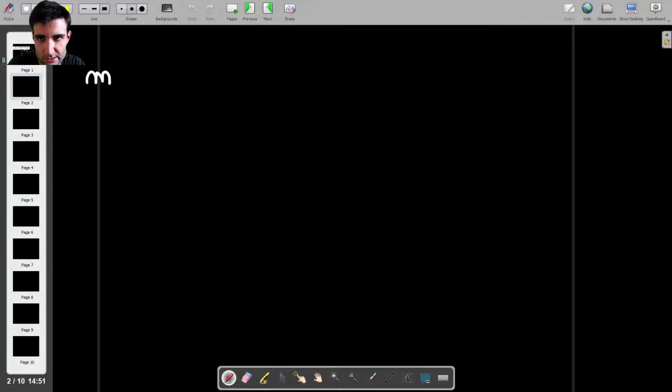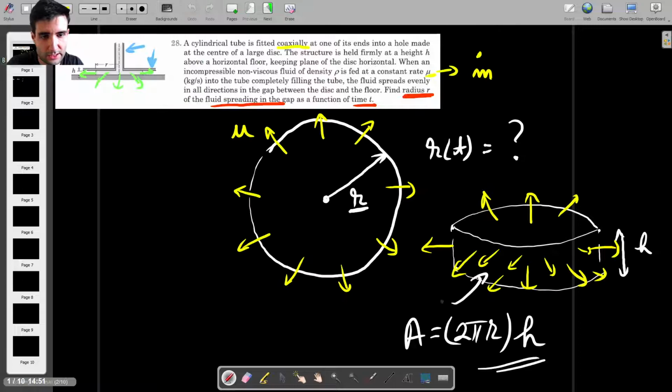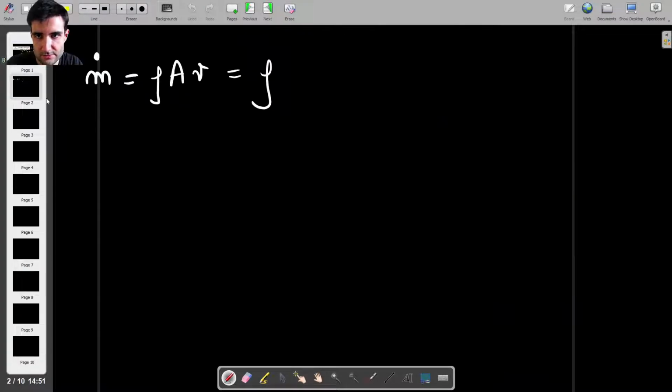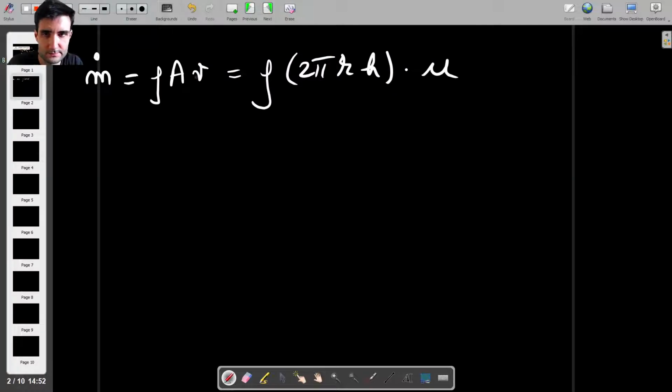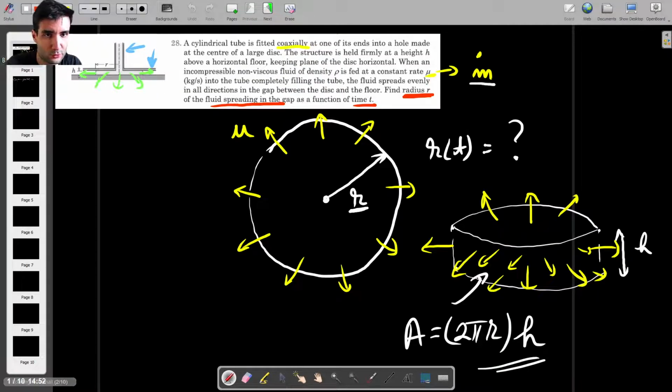So we can write that the mass flow rate, which is typically given by rho A V, is rho, and for the area we have 2 pi r h, multiplied by the velocity, which I'm just going to call u. Of course, this mass flow rate is equal to the mass flow rate of the liquid being poured into this cylinder, and that has to happen because mass conservation is a thing.